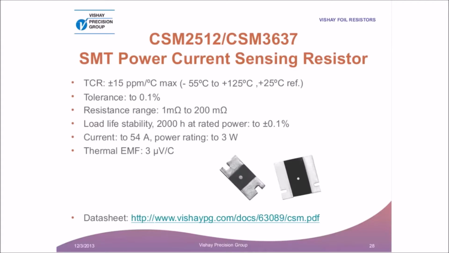Again, we have a low tolerance of 0.1% and a TC of 15 ppm per degree C. The CSMs are very popular units. They're available in a variety of sizes and even come in a mill-qual version. Notice the notches in the terminations that we use to create the 4-terminal connection, which is essential for a low-value current sense resistor.